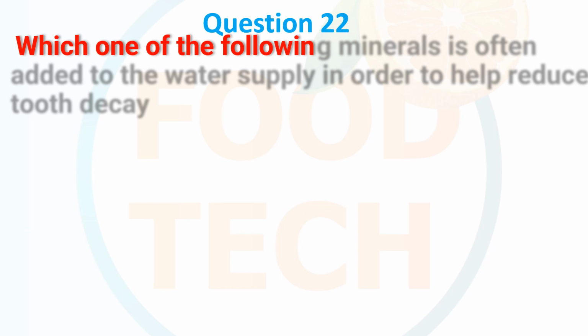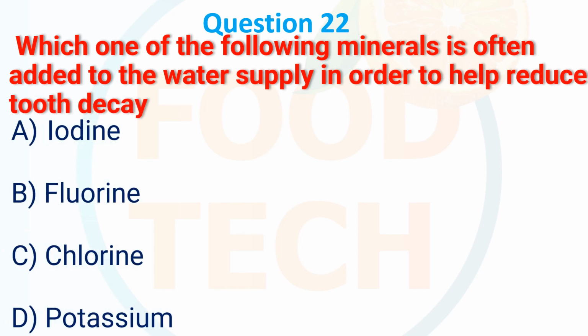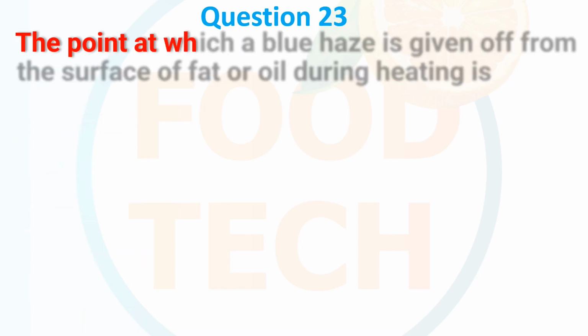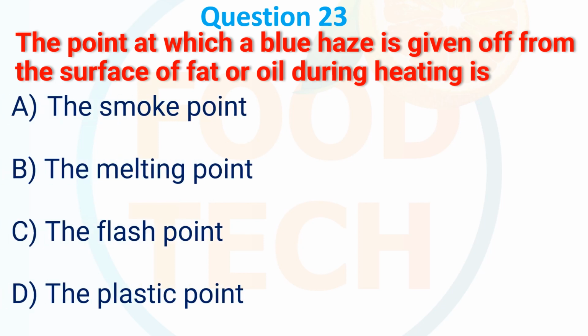Which one of the following minerals is often added to the water supply in order to help reduce tooth decay? A. Iodine, B. Fluorine, C. Chlorine, D. Potassium. The answer is B. Fluorine. The point at which blue haze is given off from the surface of fat or oil during heating is A. Smoke point, B. Melting point, C. The flash point, D. Plastic point. The answer is A.